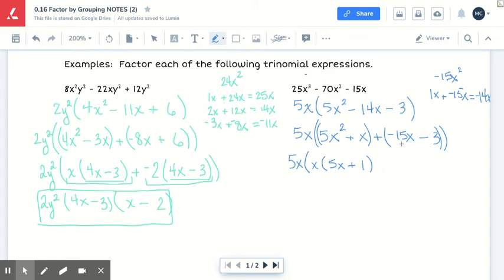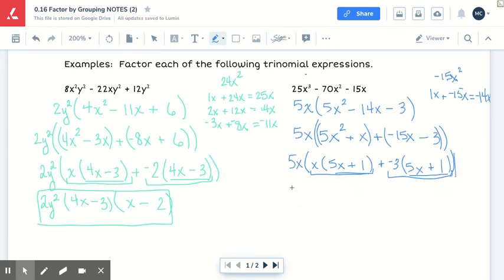My second group, the greatest common factor would be a negative 3. Again, we're going to take out a negative because the first term of the binomial here is negative. So I'm just taking out a negative to deal with that. So negative 15x divided by negative 3 would be 5x. Negative 3 divided by negative 3 would be a positive 1. Now, once again, factor by grouping only works if these two binomial factors are identical, and they are. So that's going to be a common binomial factor for these two larger terms.